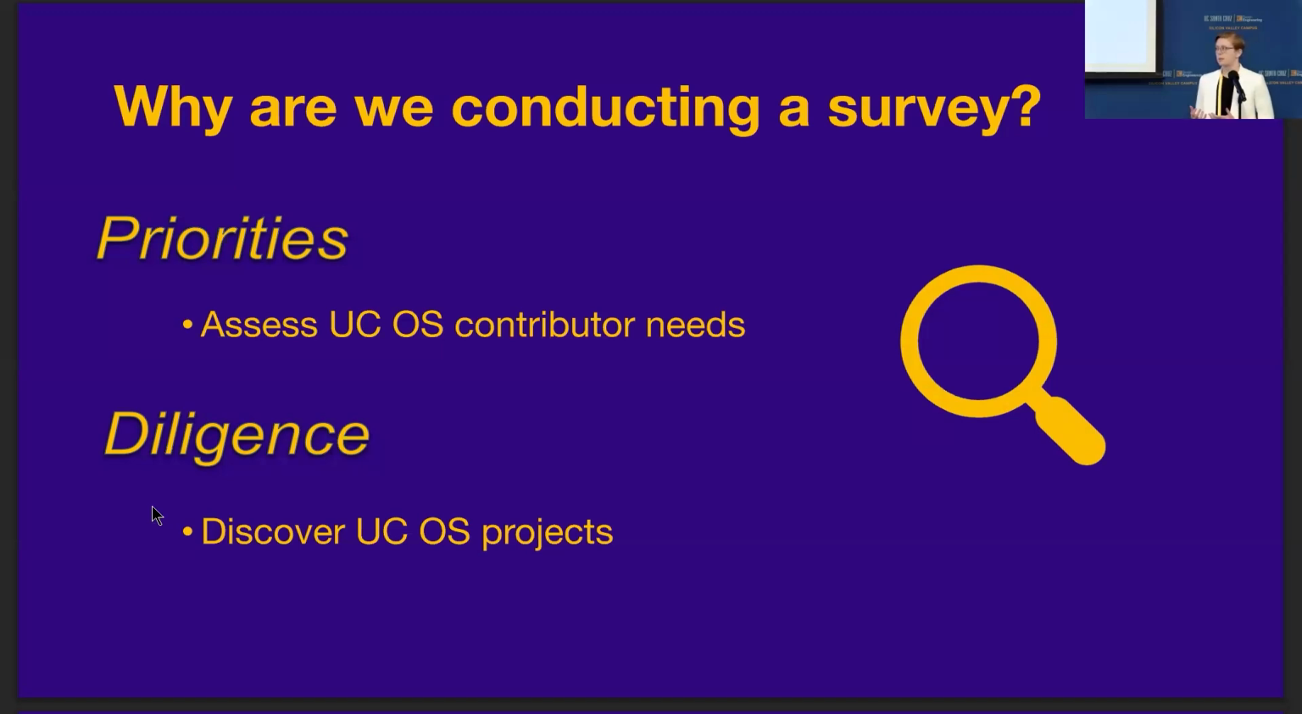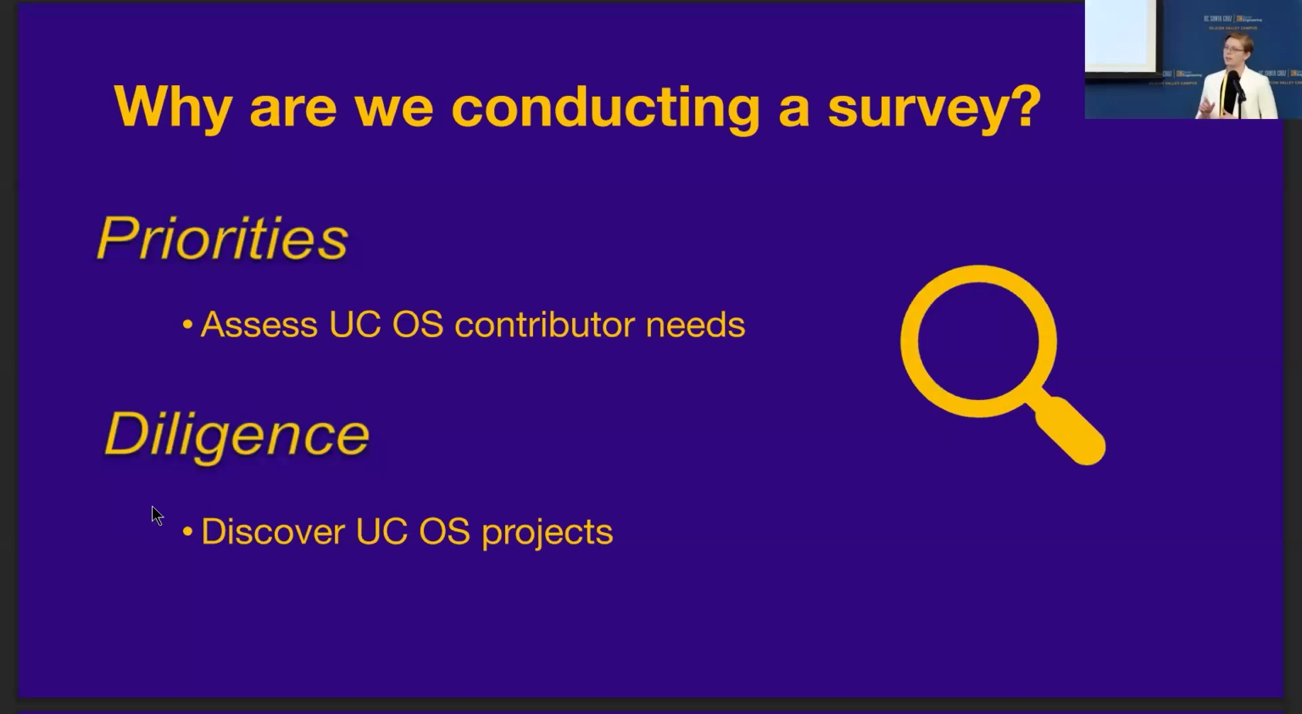Obviously that's going to be really helpful for the network to figure out where we should place our energies. The diligence piece is a term that I learned from Heather Meeker as an alternative to the term compliance. I really like that. So we're just doing diligence to understand the landscape of open source at UC.